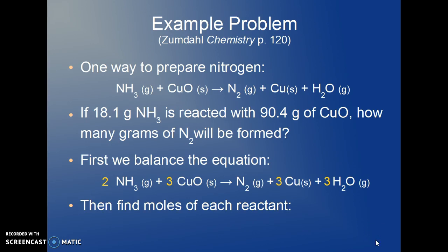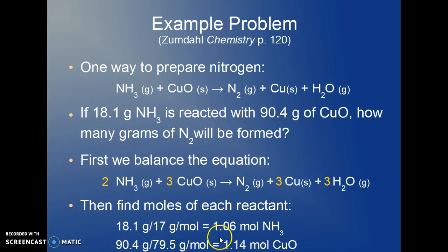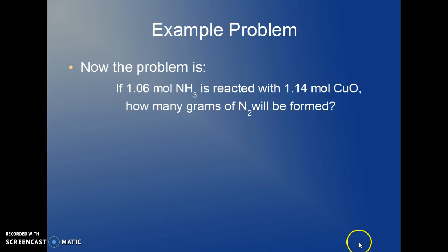Then we find the moles of each reactant. That's our next step. Well, we take the 18.1 grams of ammonia, divide by its molar mass 17, and we get 1.06 moles of ammonia. We divide the 90.4 grams of the copper-2 oxide by its molar mass of 79.5 grams per mole. We get 1.14 moles of copper-2 oxide.